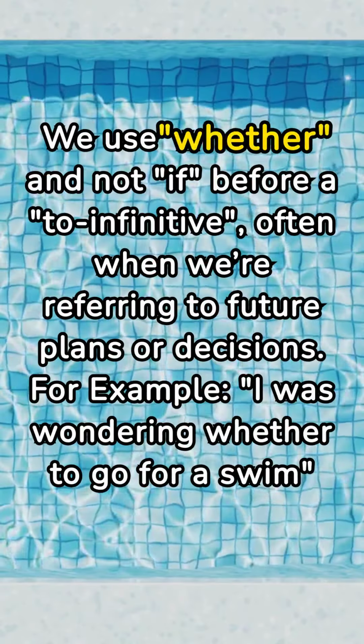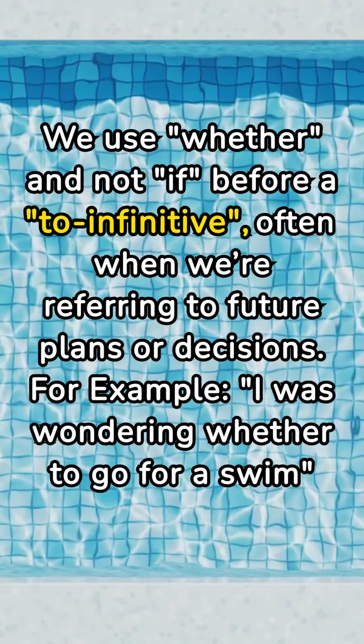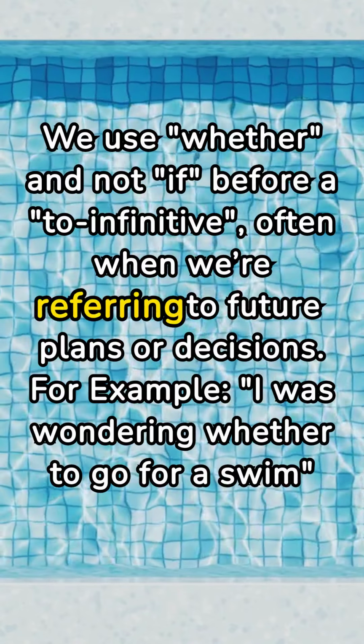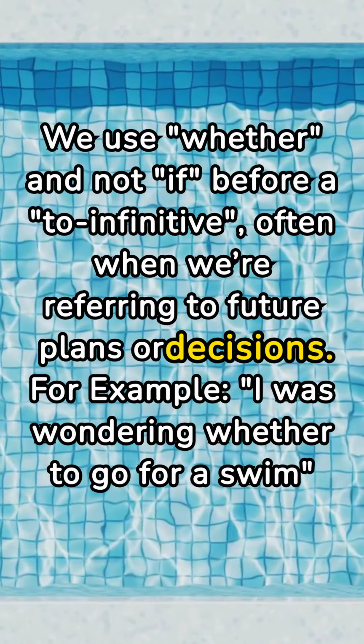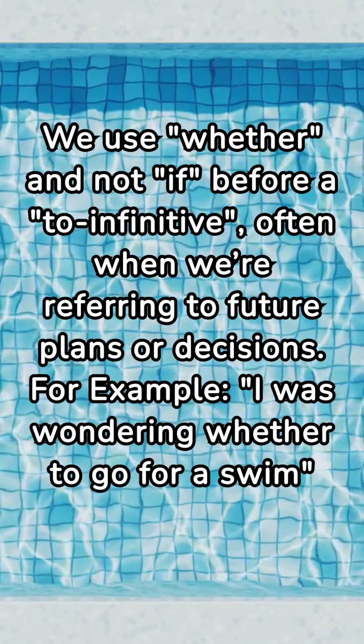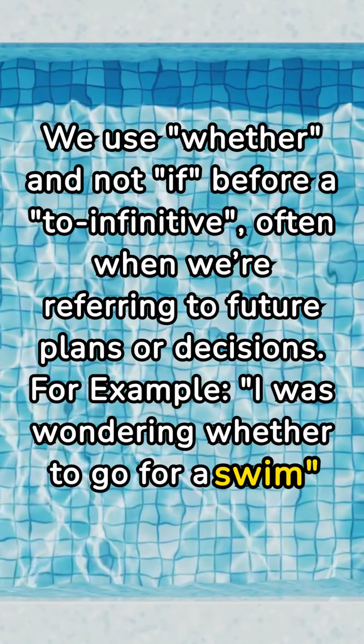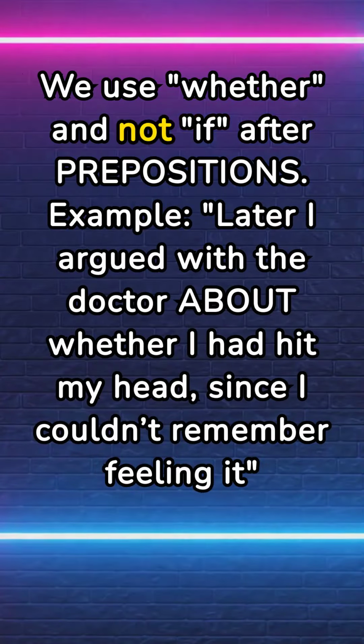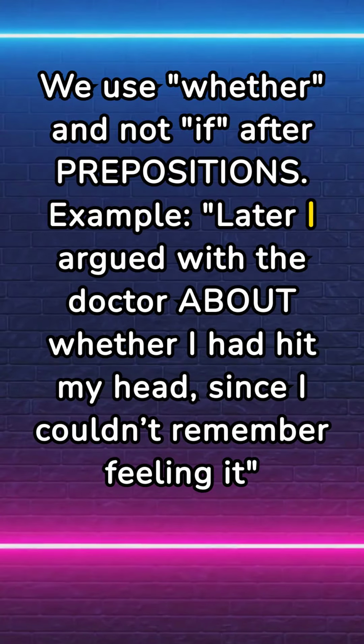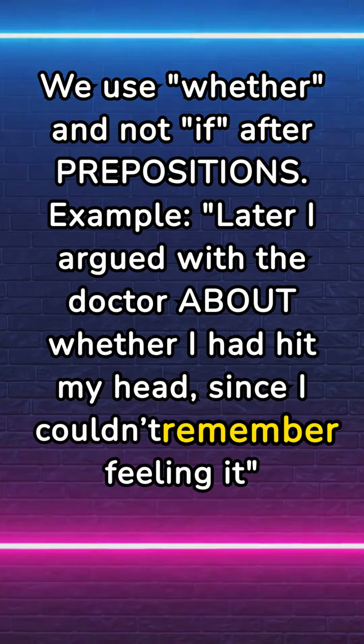We use whether and not if before a to infinitive, often when we're referring to future plans or decisions. For example, I was wondering whether to go for a swim. We use whether and not if after prepositions. Example: Later I argued with the doctor about whether I had hit my head since I couldn't remember feeling it.